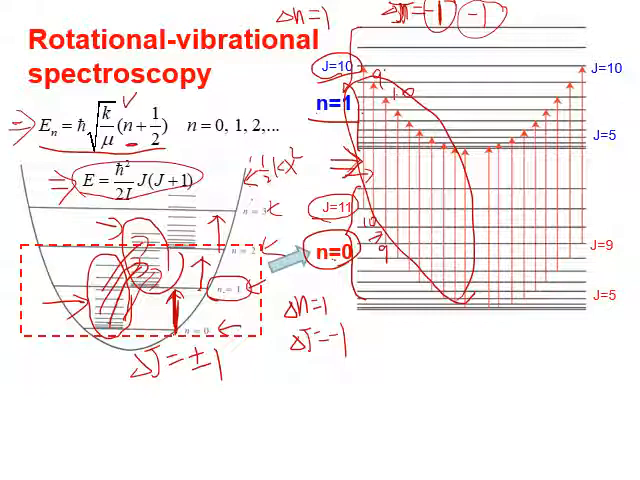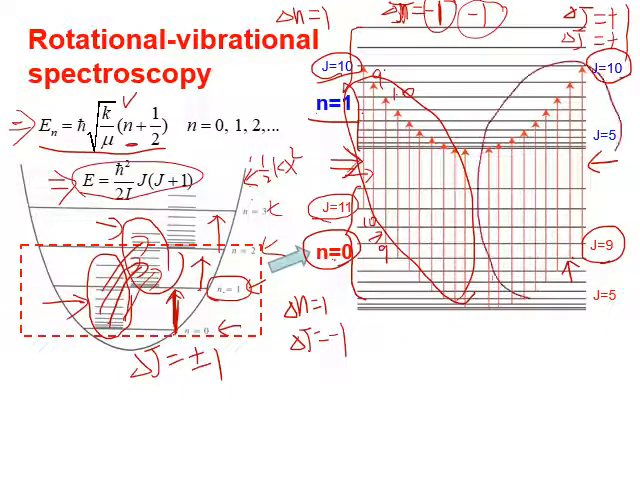Now let's look at the right side. Let's look at this one, from J equals 9 to J equals 10. So here delta J equals positive 1. And let's look at this one, J from 8 to 9. Again, delta J equals positive 1. So all these line transitions belong to delta J equals positive 1.